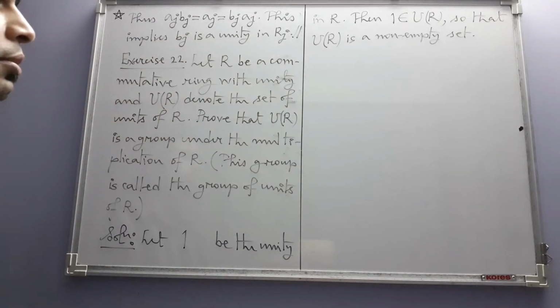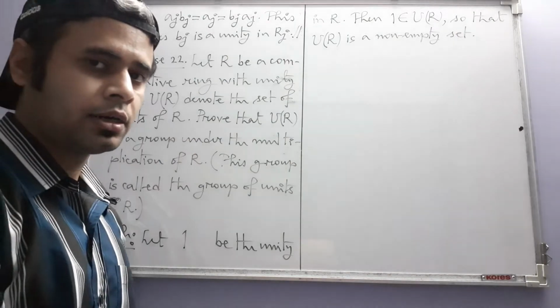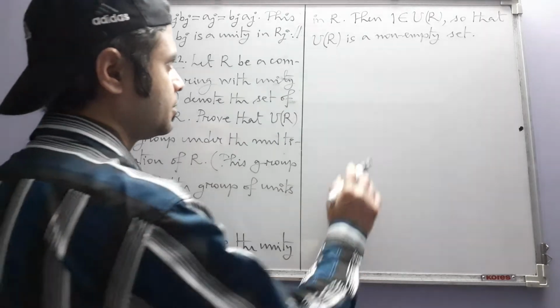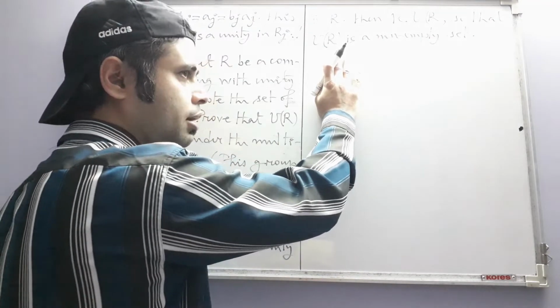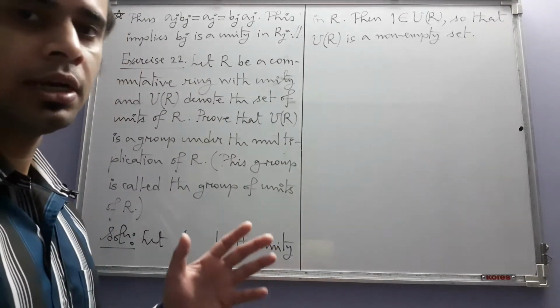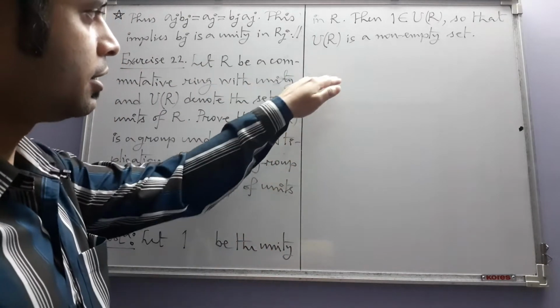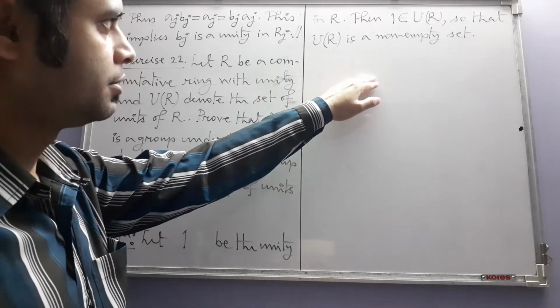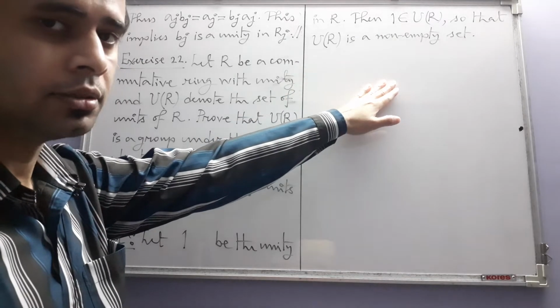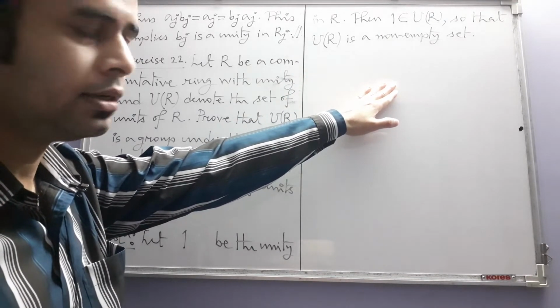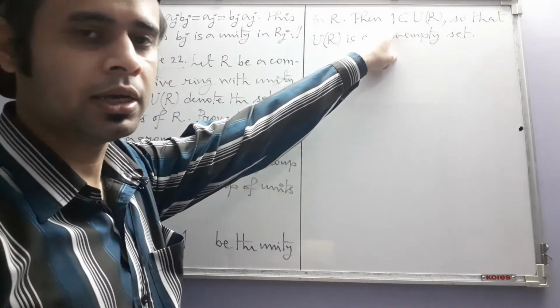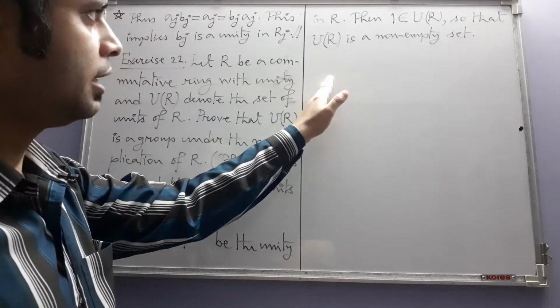Okay. Now to show that UR is a group under the multiplication in the ring, we need to show the 4 axioms. That is, if we take 2 elements from UR, the first thing is that UR has to be a non-empty set, that we have shown. Then we need to show that the product of any 2 elements from UR is again in UR. Then multiplication is associative, which luckily is already there in the ring. Then there is an identity element. The role of that will be played by 1, and every element has an inverse. So let us start.